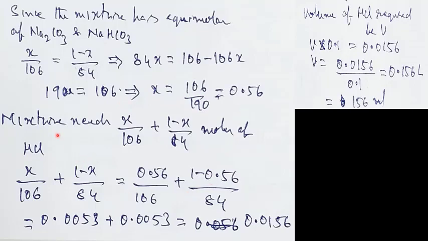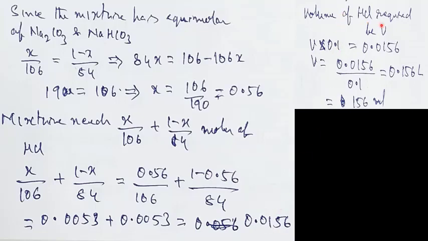The mixture needs X by 106 and (1 minus X) by 84 moles of HCl. So X by 106 plus (1 minus X) by 84 is equal to 0.56 by 106 plus (1 minus 0.56) by 84. This is nothing but 0.0053. Because it is equimolar, the number of moles of sodium carbonate and sodium bicarbonate are the same. Therefore, 0.0053 plus 0.0053 is nothing but 0.0156. This is the number of moles of HCl required.